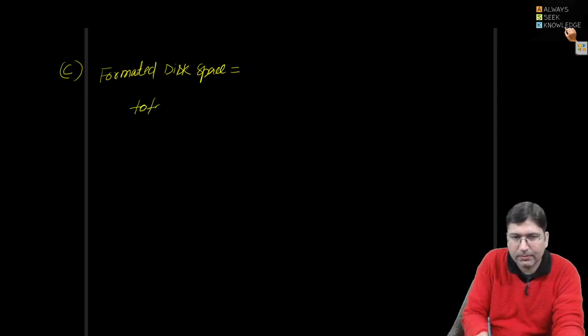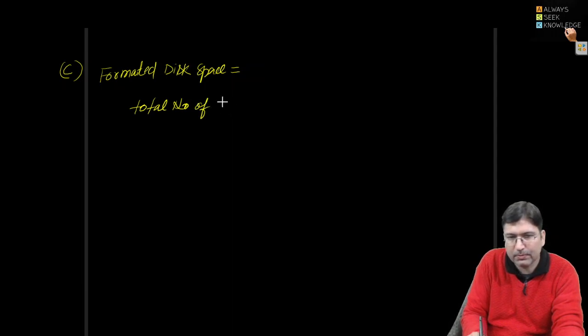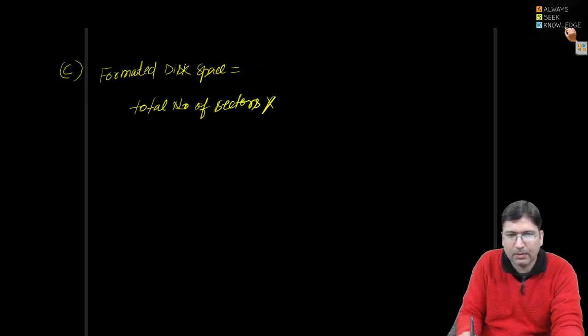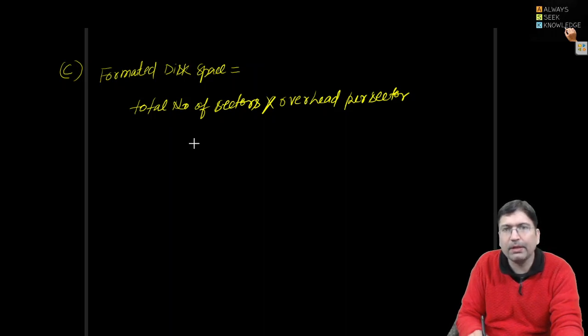So total number of sectors multiplied by overhead per sector. The total number of sectors is already given; we have calculated it because we calculated the bits required for a sector. Bits required to represent a sector is 19, which means total number of sectors is 2 to the power 19. And the overhead per sector is 32 bytes.